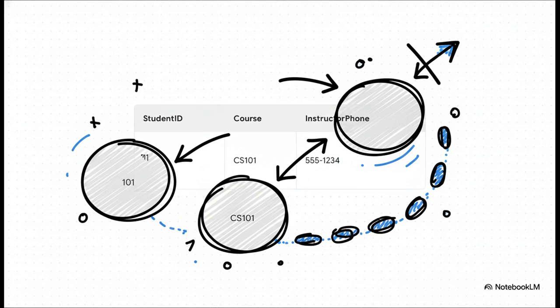The course tells you the instructor's phone number. So the instructor's phone number depends on the student, but only indirectly through the course. It's a dependency on a non-key attribute. That's a transitive dependency, and it's another source of problems.